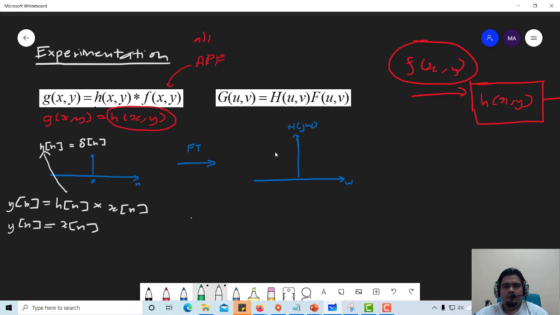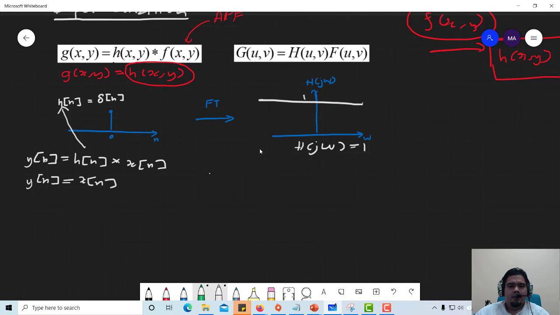If you plot, it looks something like this, number 1. That means your H(jω) is equal to 1. That's why, if you refer to the Fourier transform table, anything which is a delta[n] in the time domain will become 1 after a Fourier transform. This is how the all pass filter looks like.